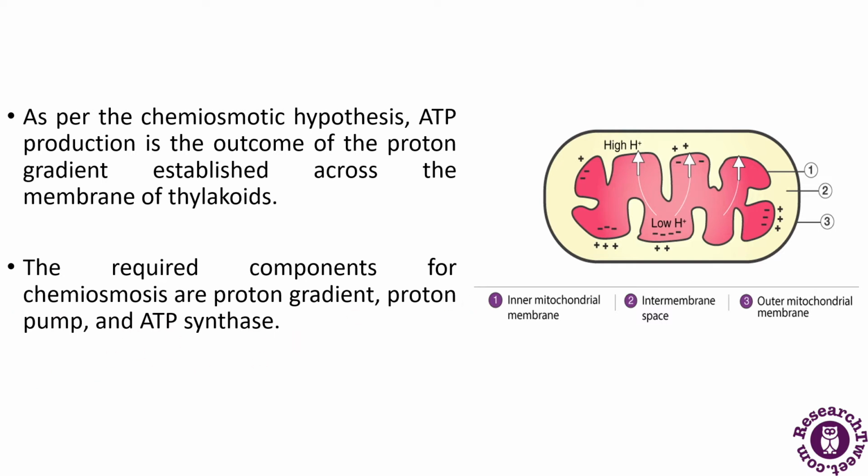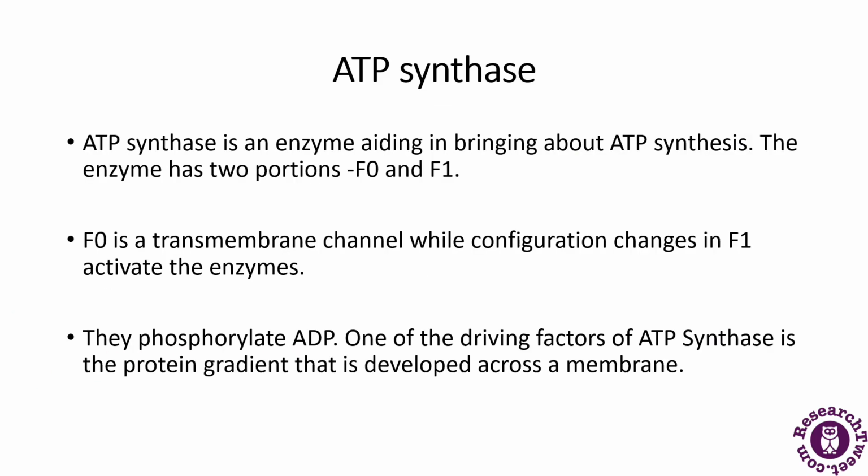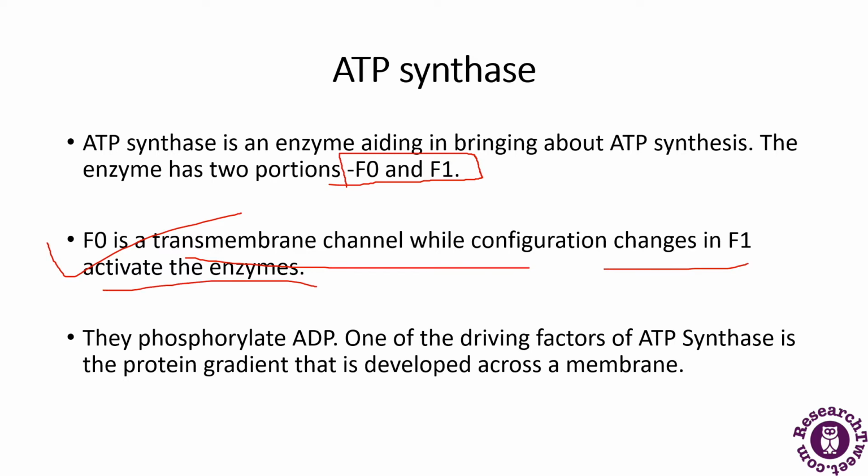Now we will discuss the function of ATP synthase. ATP synthase is an enzyme, as the name synthase suggests, that aids in bringing about ATP synthesis. The enzyme has two portions, F0 and F1. F0 is a transmembrane channel, while configuration changes in F1 activate the enzyme.